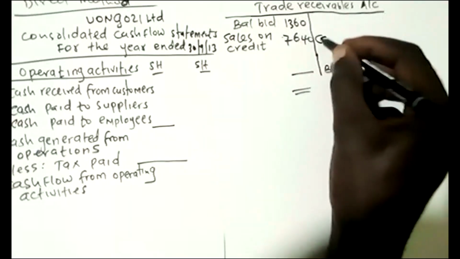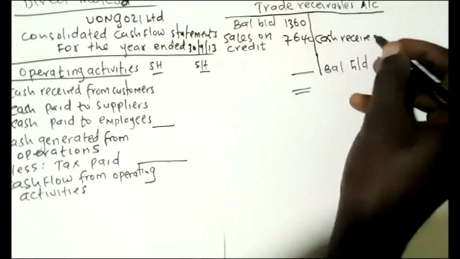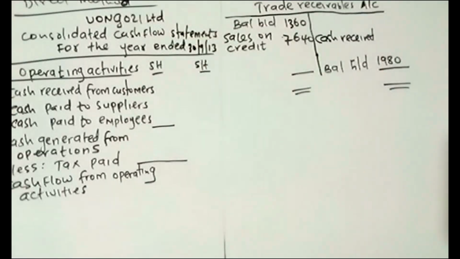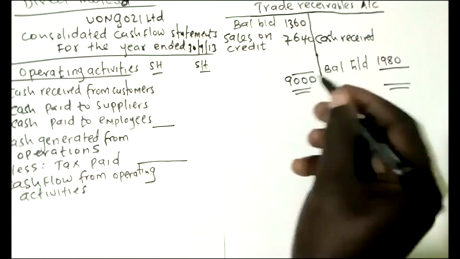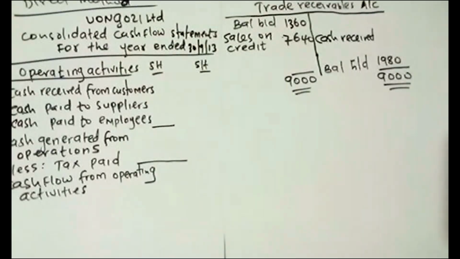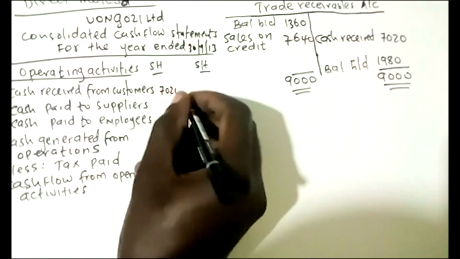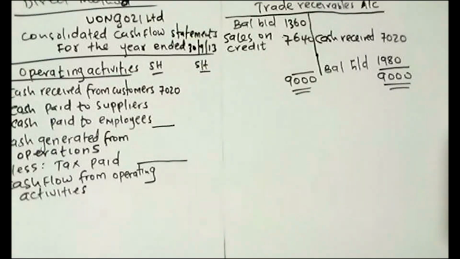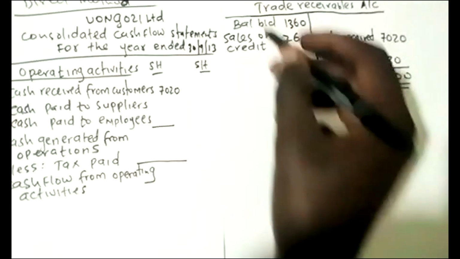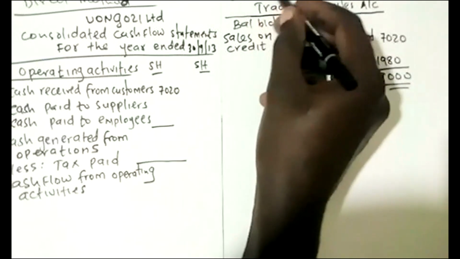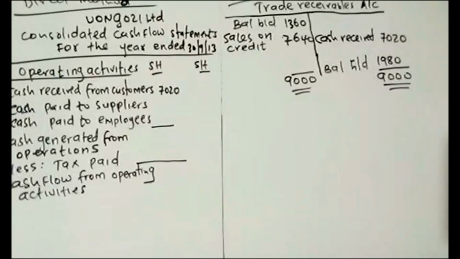So the balancing figure is cash received. 1360 plus 7640, this is 9,000 minus 1980. So that is 7020. 7020 is what you have here. These are about customers: cash received from customers. That is what you do.